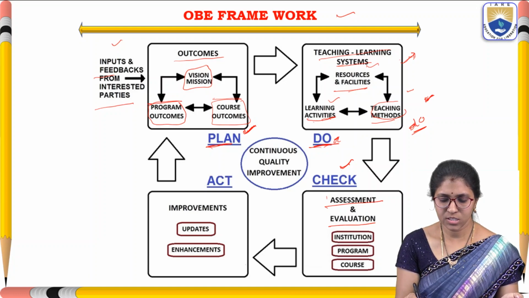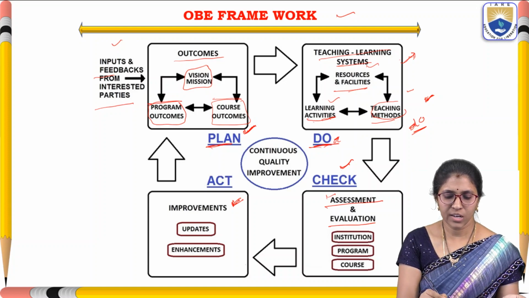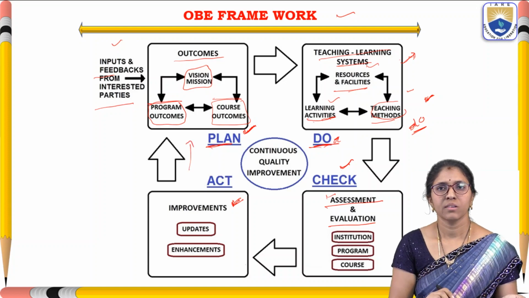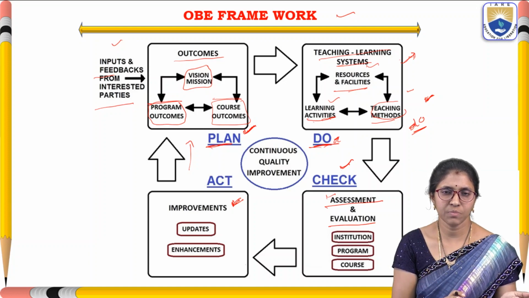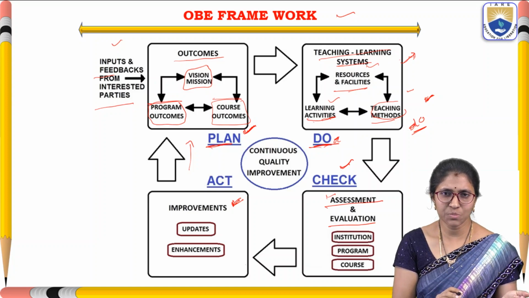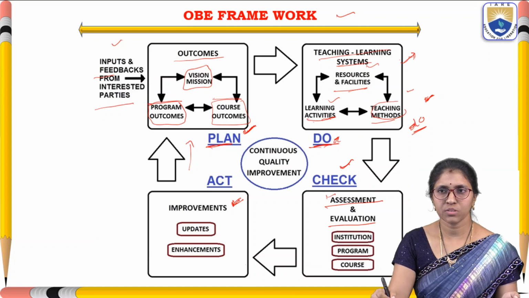After that assessment, we have to improve the teaching-learning strategies and methods, learning activities, resources and facilities according to the assessment and evaluation. After that, again we have to plan the vision and mission of the program. We have to define the program outcomes as per the assessment and feedback from the stakeholders. So this is a cyclic process.